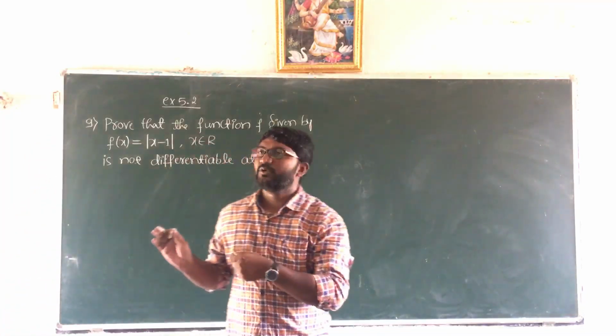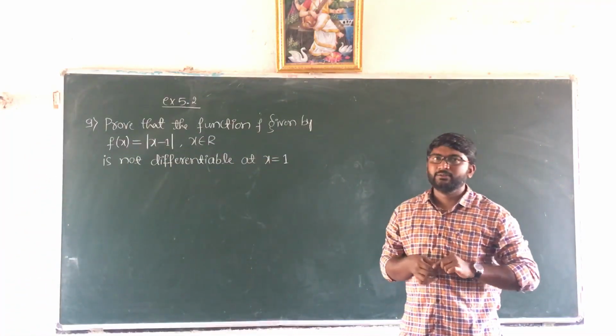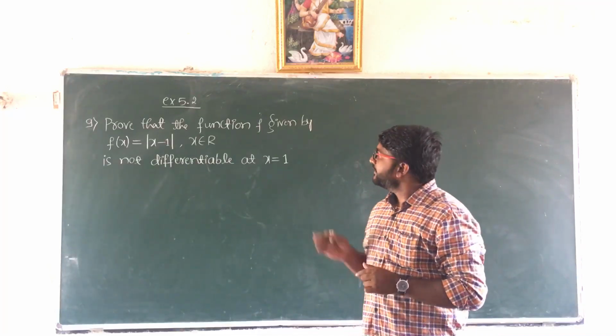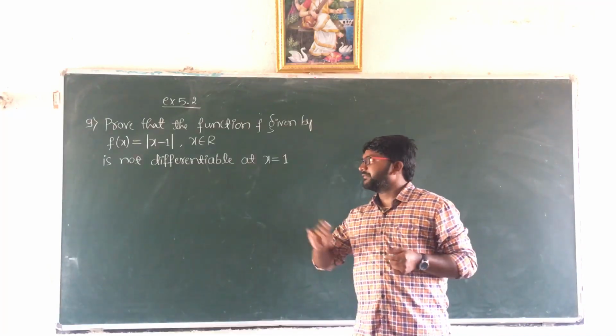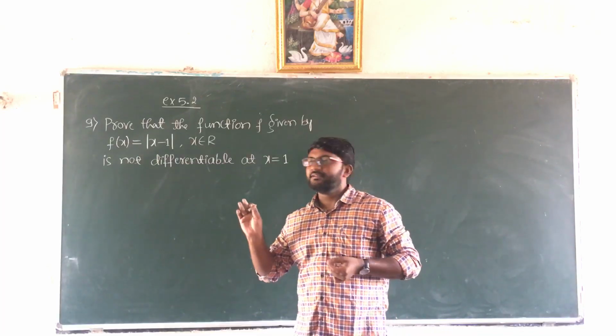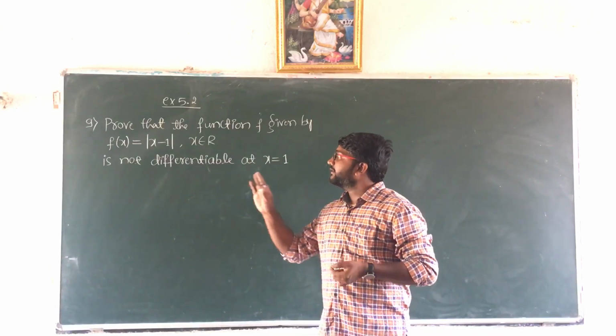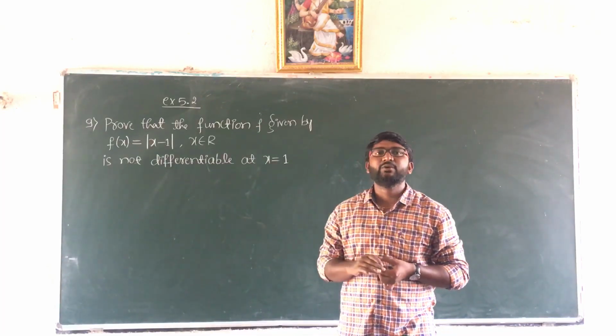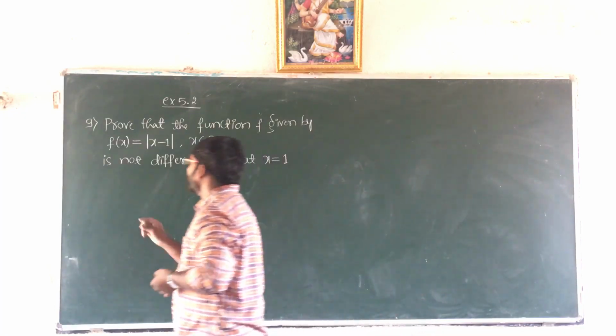Solve the ninth problem of exercise 5.2. So the question is, prove that the function f given by f of x equal to mod x minus 1, x belongs to R, is not differentiable at x equal to 1. So let us go ahead with this now.